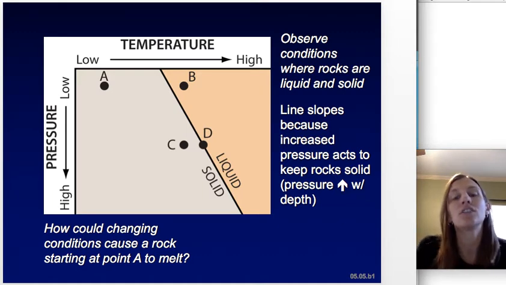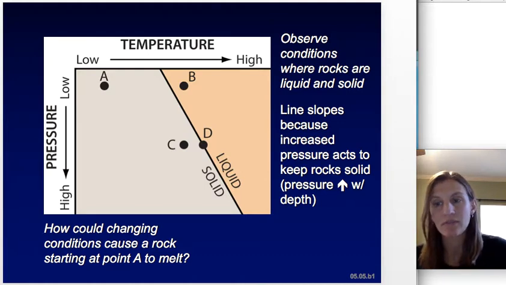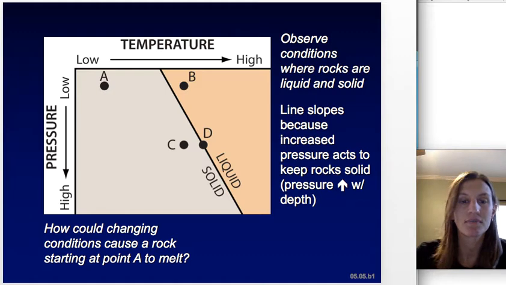So how could changing conditions for a rock at point A cause it to melt? The way to do that would be, if you increase pressure, would the rock melt? It wouldn't, but if you increase the temperature, it would melt.